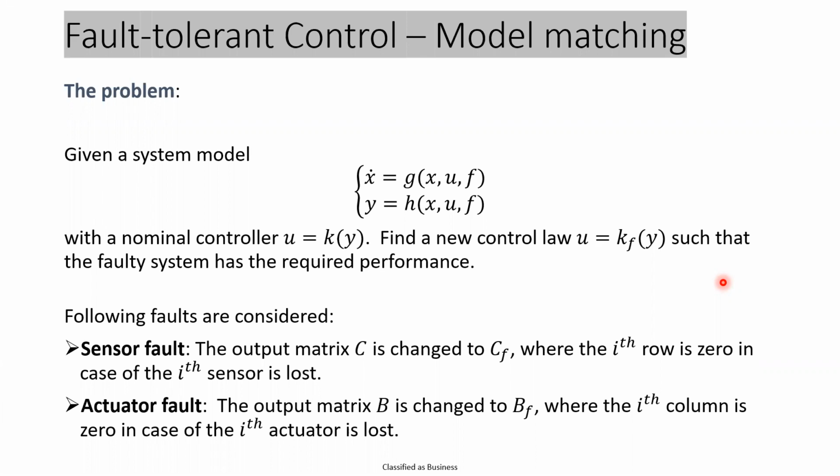Imagine that you have designed a controller for a system, let's say for a fault-free system, the system that doesn't have a fault. Imagine that you design a state feedback controller, and the way you find the feedback is K. U is equal to K multiply X, or U is equal to K multiply Y. I will tell you the difference later.